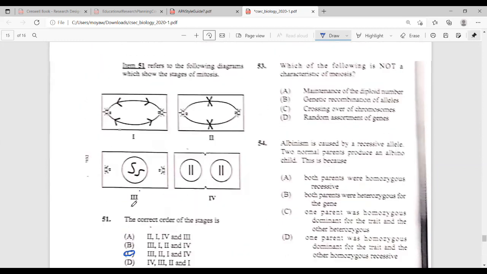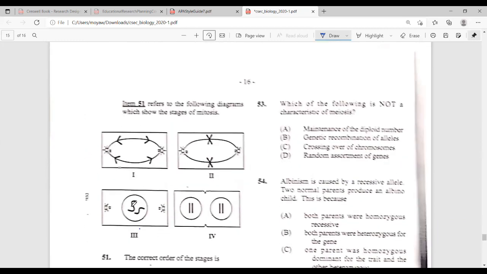So 53 and 54 are a little bit blurry, so bear with me. Which of the following is not a characteristic of meiosis? So this is also a repeated question. A, maintenance of the diploid number. B, genetic recombination of alleles. C, crossing over of chromosomes. And D, random assortment of genes. So like I said, it is a repeated question, so the best option is A.